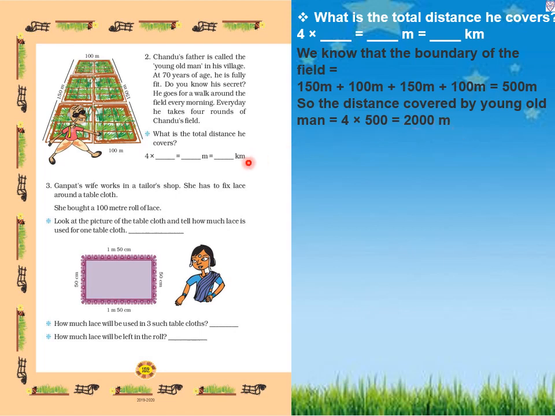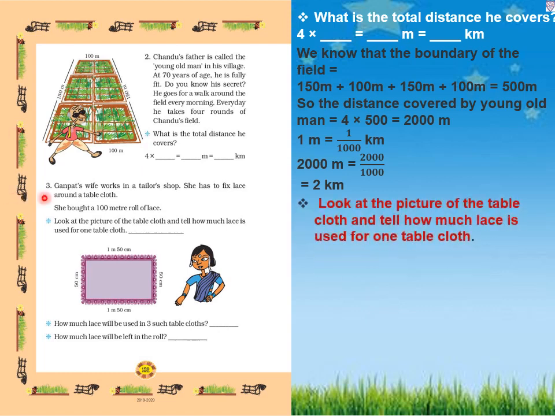Now we want the answer in kilometer. So we will convert meter into kilometer. So 1 meter equals 1 upon 1000 kilometer. So we have 2000 meter. So 2000 upon 1000, we will get 2 kilometer. So daily he walks 2 kilometer.